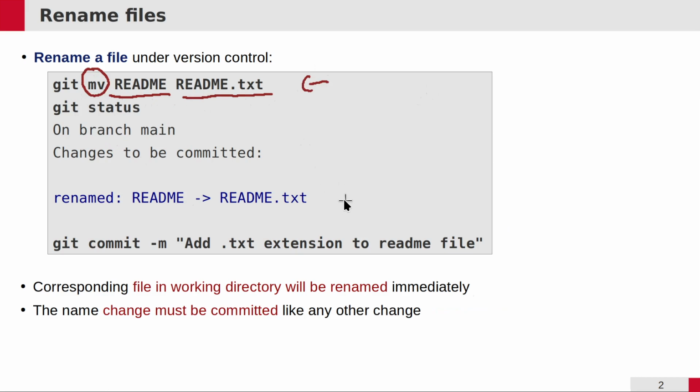Because now Git knows that you have renamed it, Git can also record it. However, it's only recorded at the beginning, at the stage. So if you run git status, you see that it has not been committed yet, and you need a git commit in order to write that into the repository at the end.